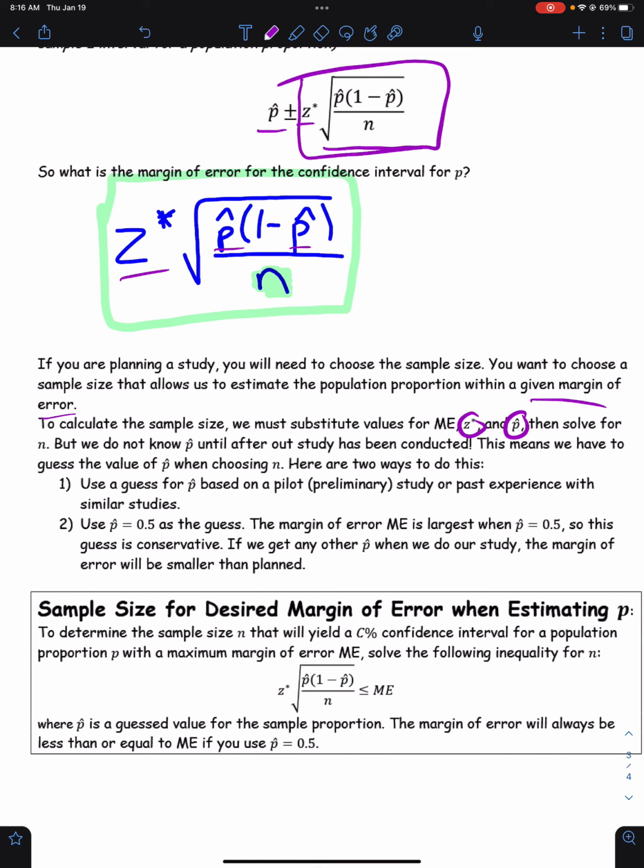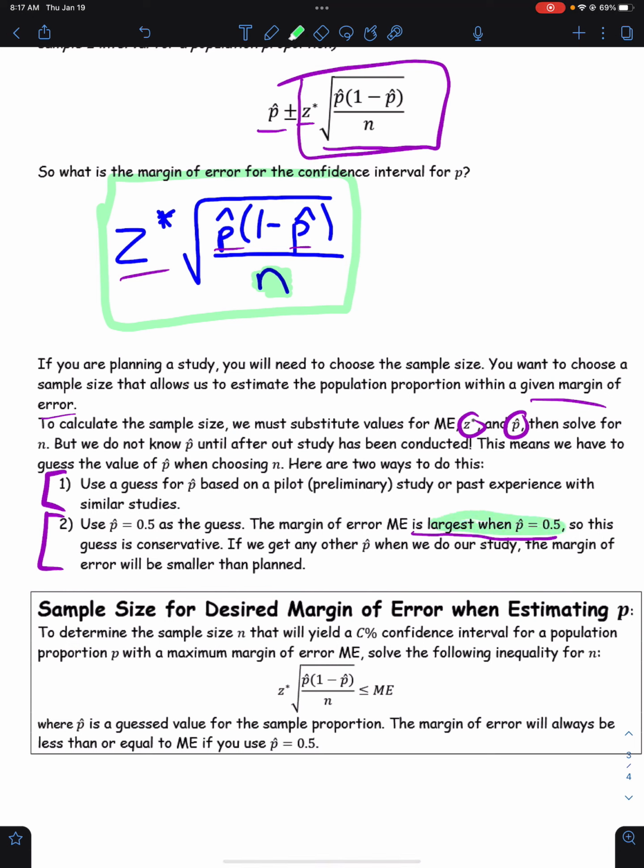The best way, if it's available, is to use a guess for p hat from some pilot study that was done beforehand that was similar, and we can use that p hat value. If we don't know that, we have to use p hat equals 0.5. We use that as a guess because the margin of error is going to be largest when p hat is 0.5. So we want to be as conservative as possible if we don't have any idea what p hat can be.